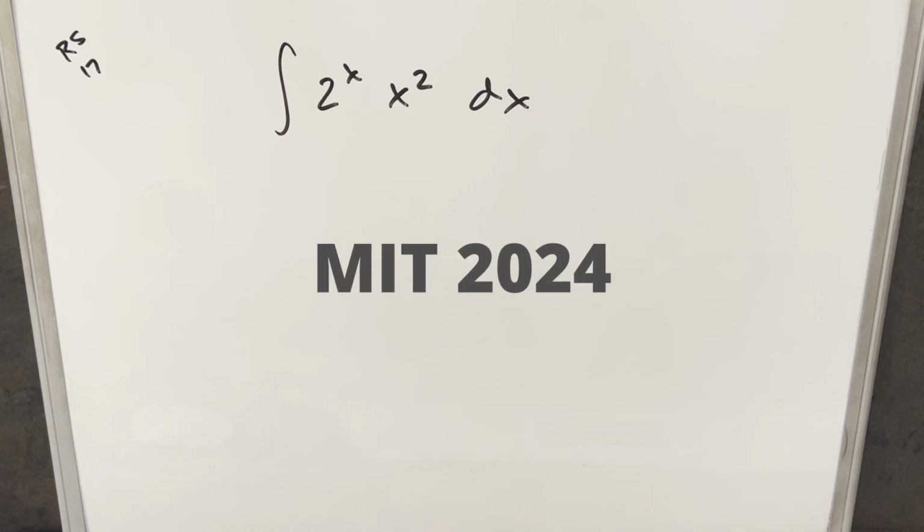Okay, we've got here another integral from the MIT Integration Bee 2024, regular season 17. We've got the integral of 2 to the x times x squared dx.